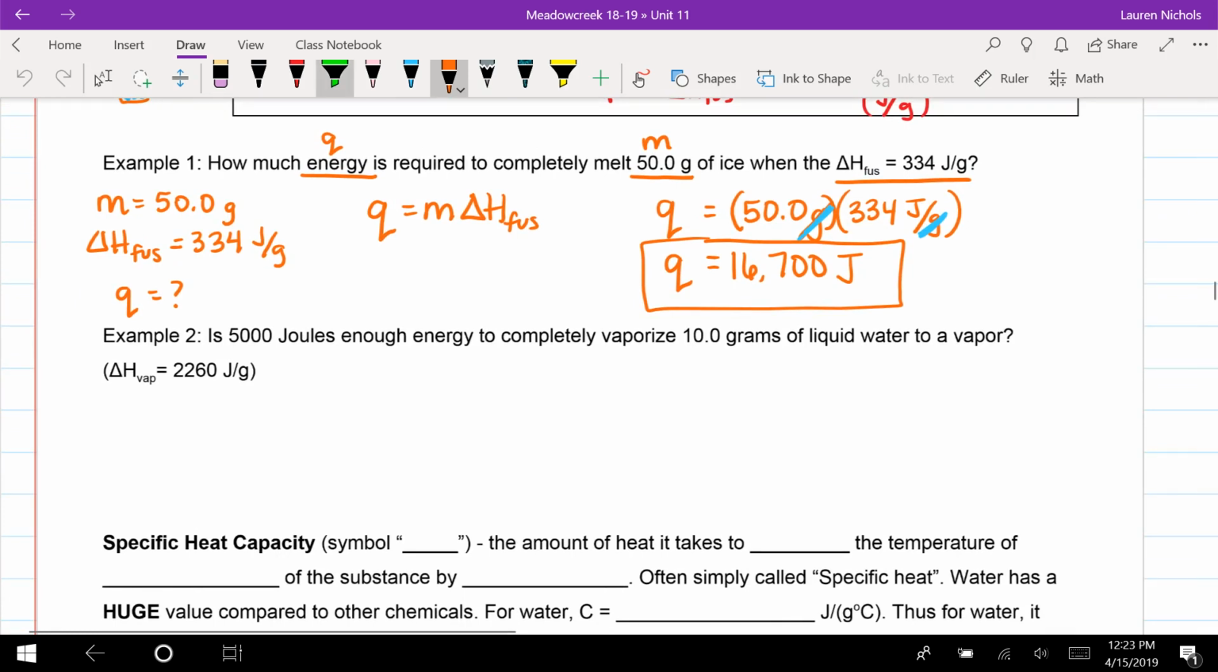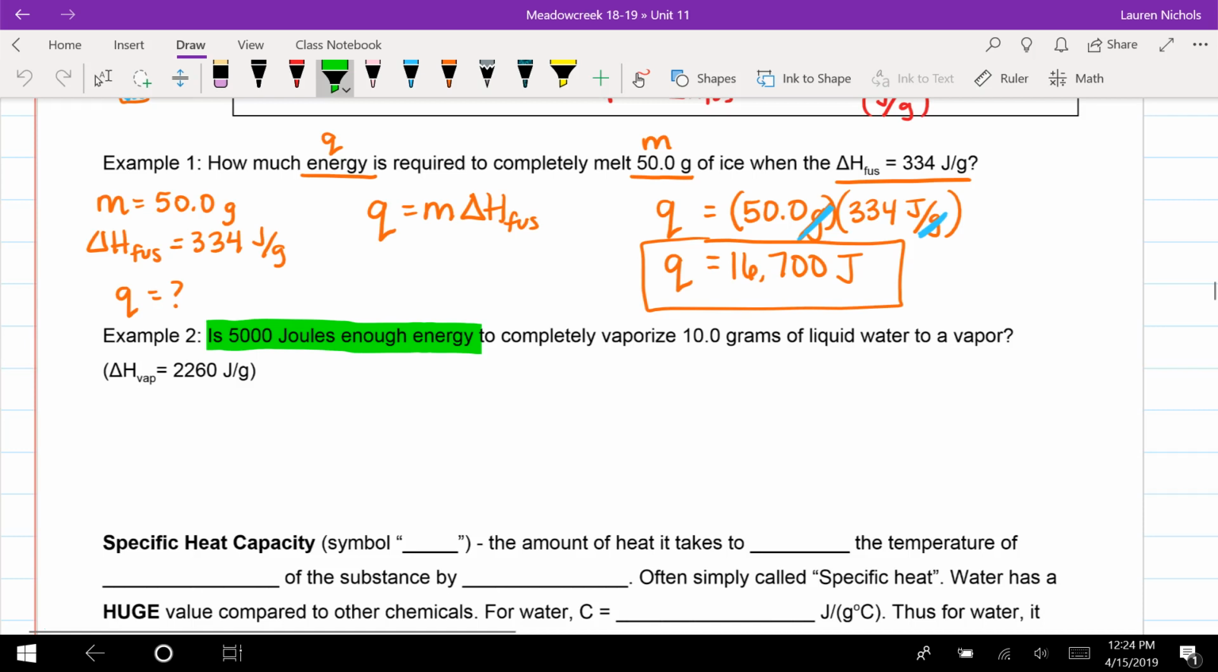Now, if we look at example number 2, it wants to know, is 5,000 joules enough energy? Okay, so they give us an amount of joules. And remember, when you go to the store, in order to determine if you have enough money to buy something, you look at how much that item is. You look at the money either in your wallet or in your bank account, and if the amount of money in your wallet or bank account is at least the same amount as the item that you want to buy, then you have enough. Or if you have more than what you need, that's even better.